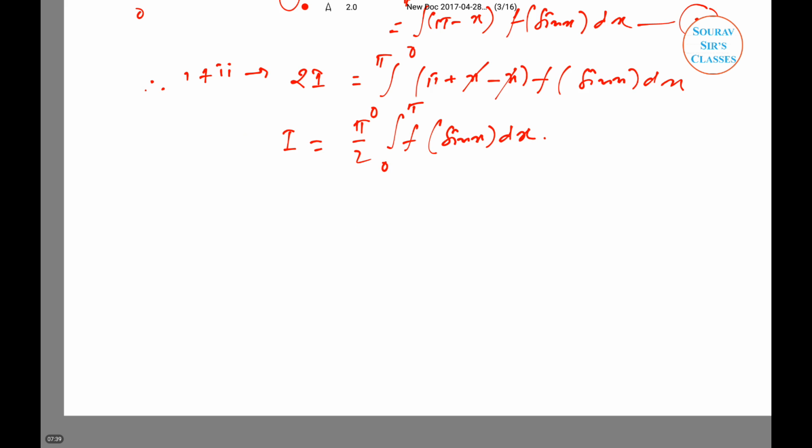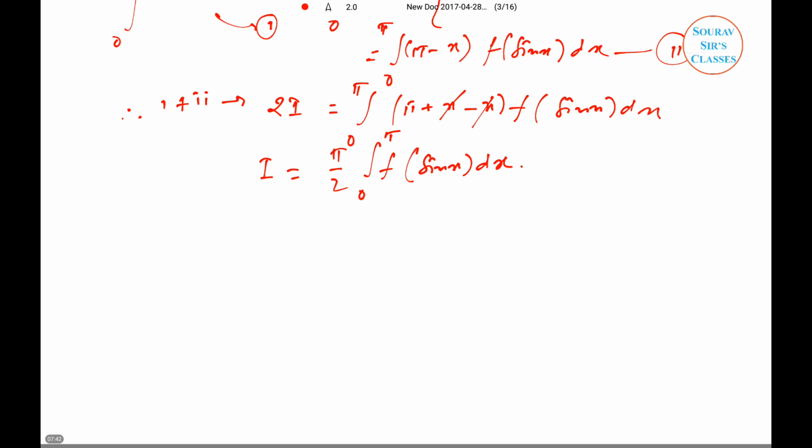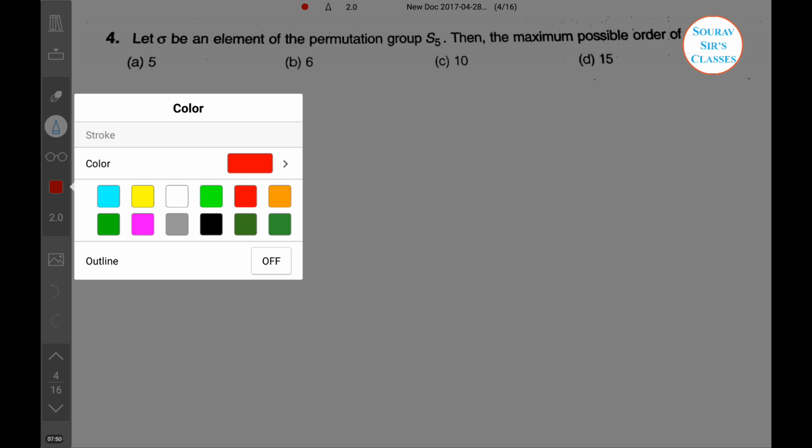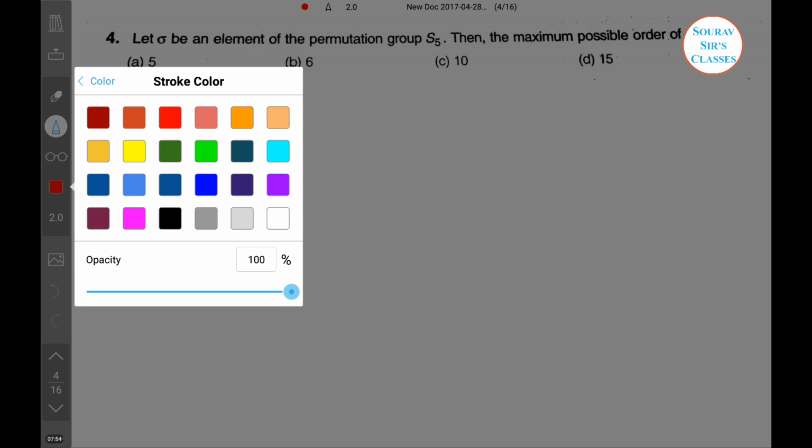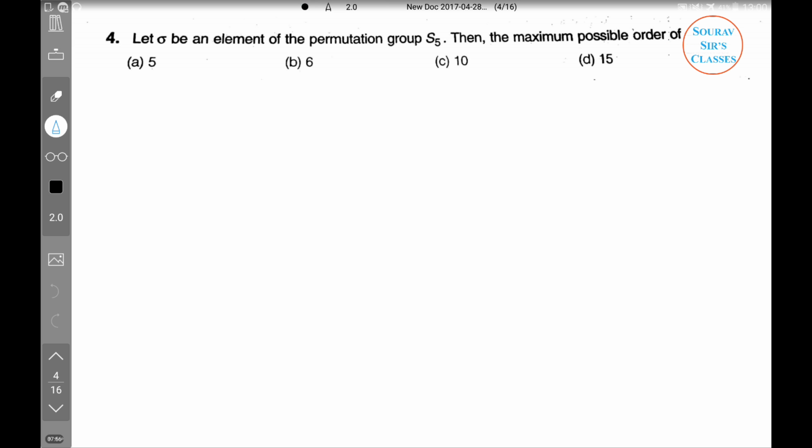Okay. Now we are proceeding to our next question. This question is about a very important idea. Let sigma be an element of the permutation group S5. Okay, so S5, then the maximum possible order.